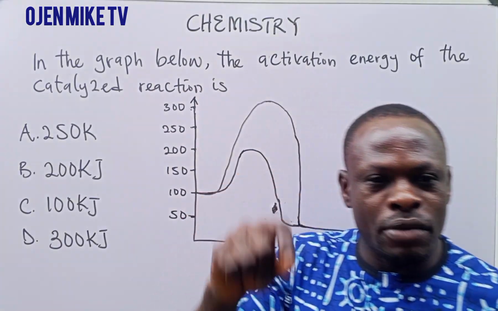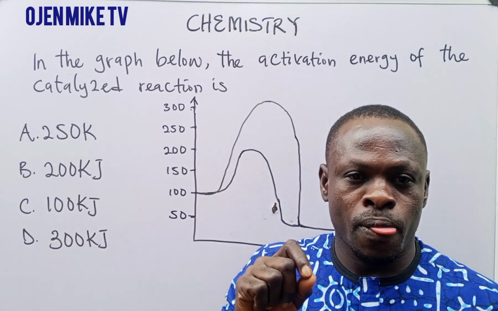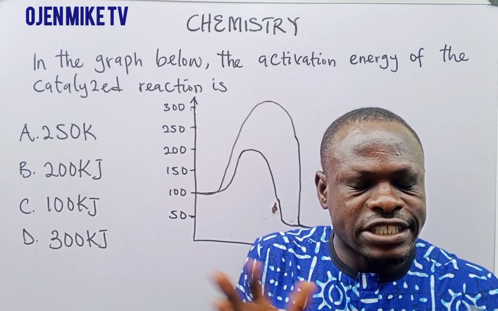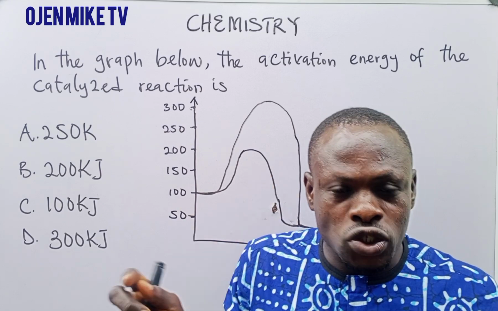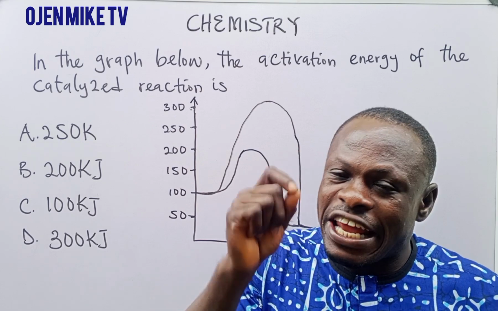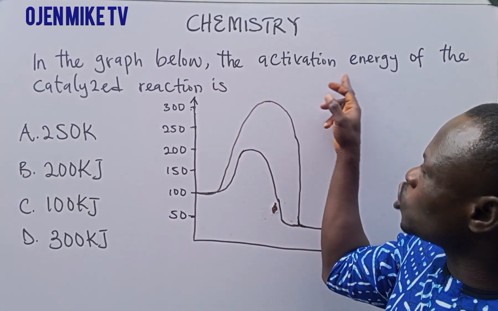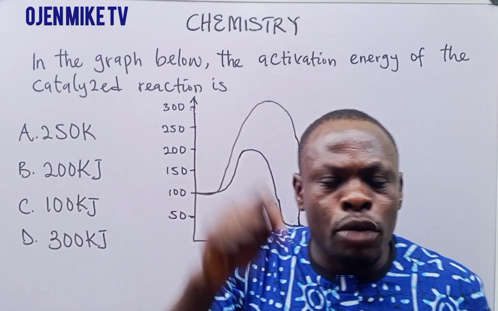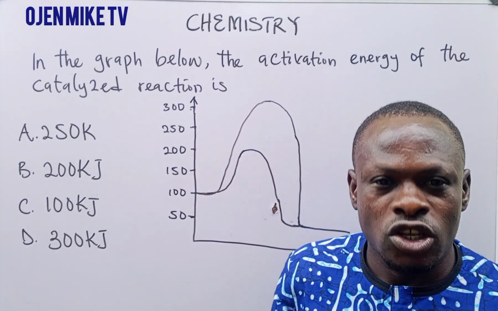Now, before a chemical reaction takes place, the reacting particles must overcome an energy barrier. The two things must first of all collide. When they collide, they will overcome an energy barrier. That energy barrier is what we call activation energy. Activation energy is the minimum amount of energy that is required for a reaction to start. Do you understand?